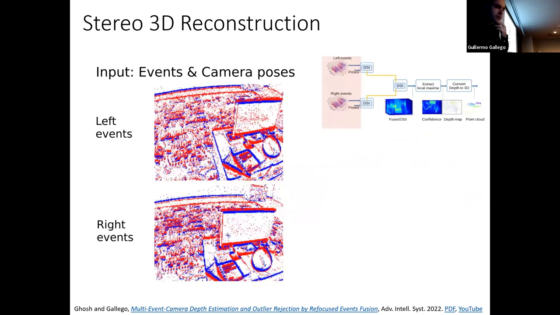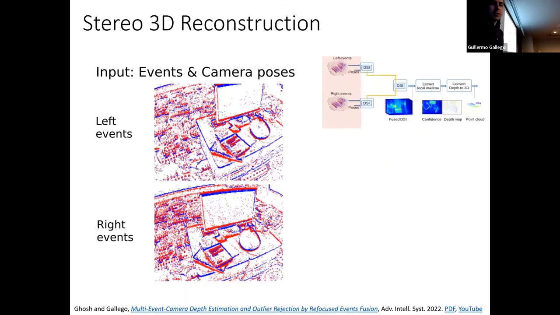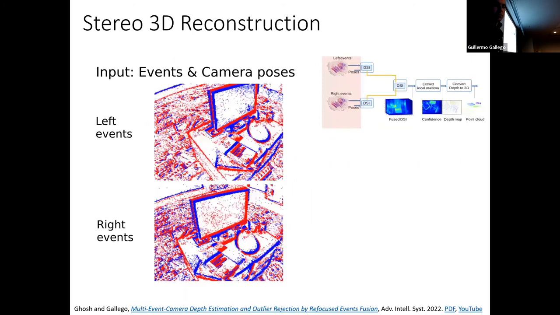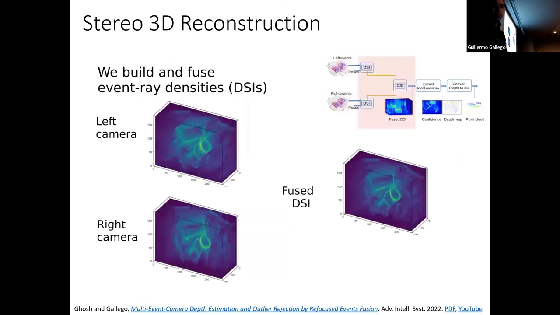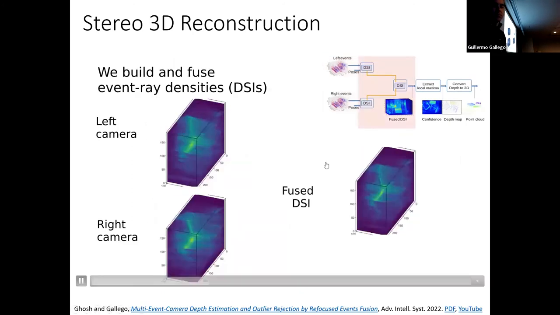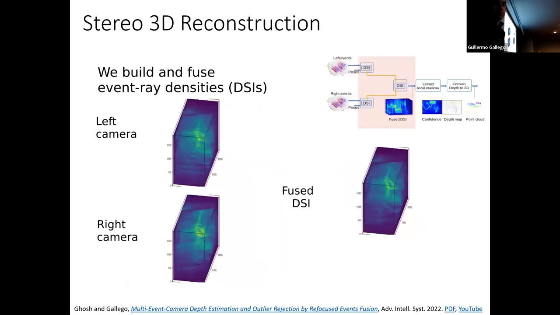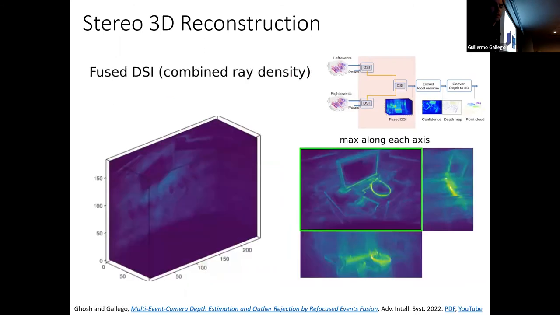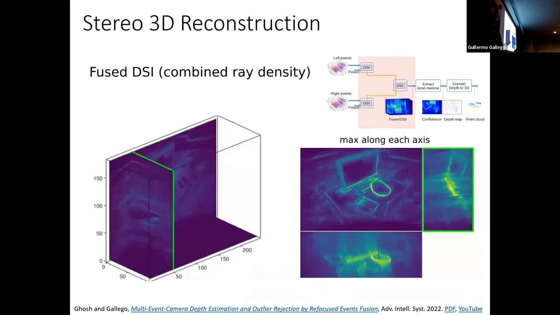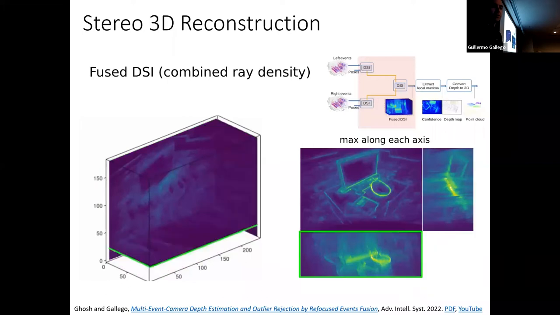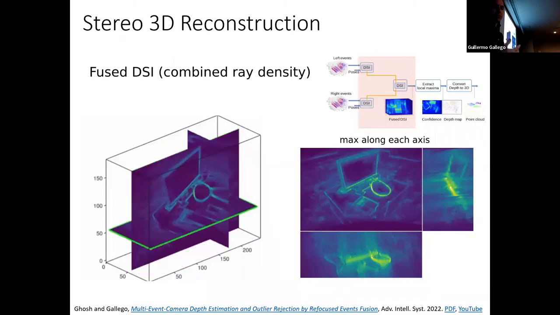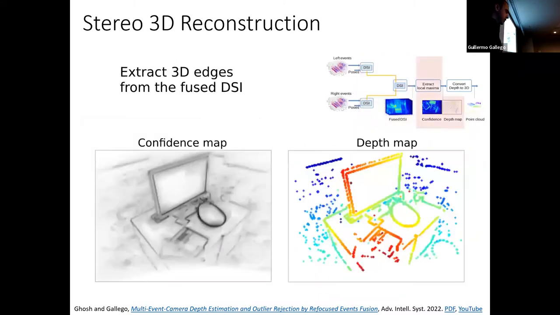So these are the events from the left and right cameras. Then we back project them into space, generate the DSIs that are shown on the left, and fuse them to generate the DSI on the right. Here it is done with something called the harmonic mean, like a per voxel harmonic mean. And you can see that if we sweep along depth, or around the side or the top view, this ray density comes into focus really at the correct locations. And we can extract the depth map and the confidence map, which is just the number of events.